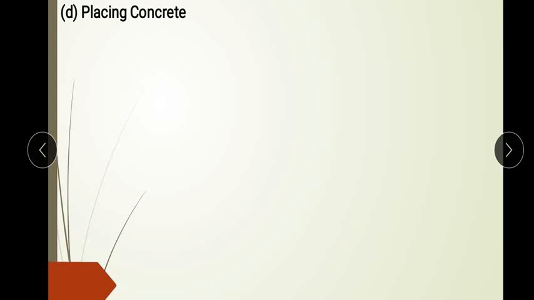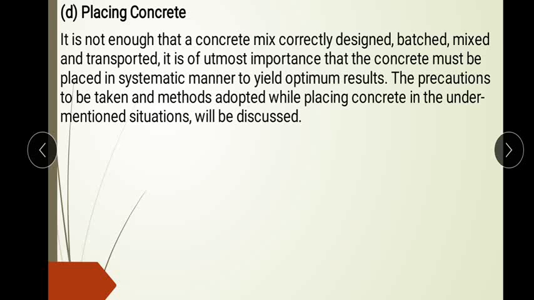Next one is placing. Not only transporting, mixing and batching, but placing is also important. Placing means in a proper way only we have to place that concrete. Especially if we are making monolithic casting like beams, slabs and columns, we need to place it in a proper way, then only we may get good concrete, otherwise it may deviate. So that's why placing is one of the basic things we need to consider, especially after pouring the concrete into major components like beams or columns.